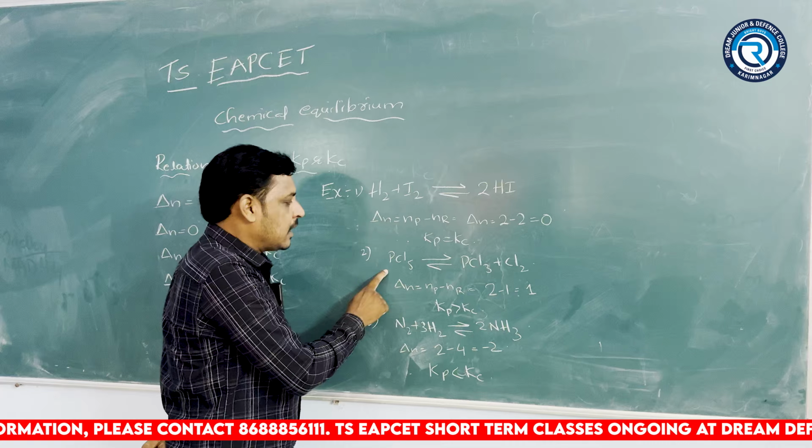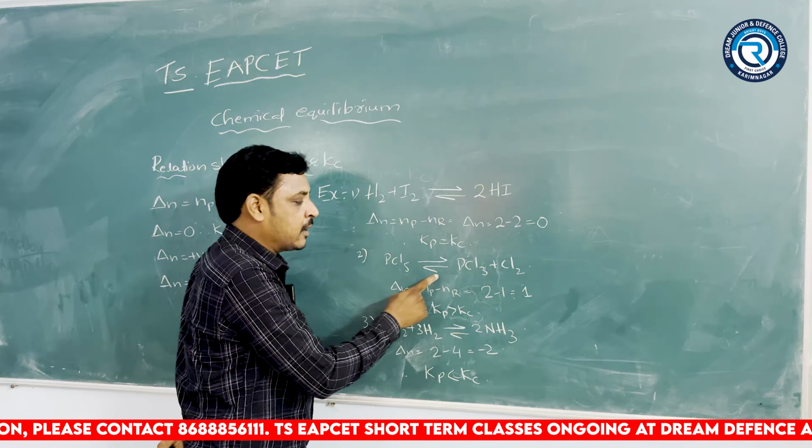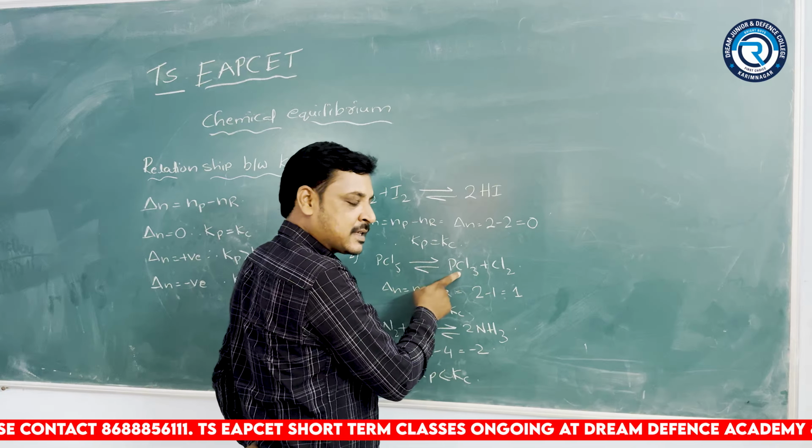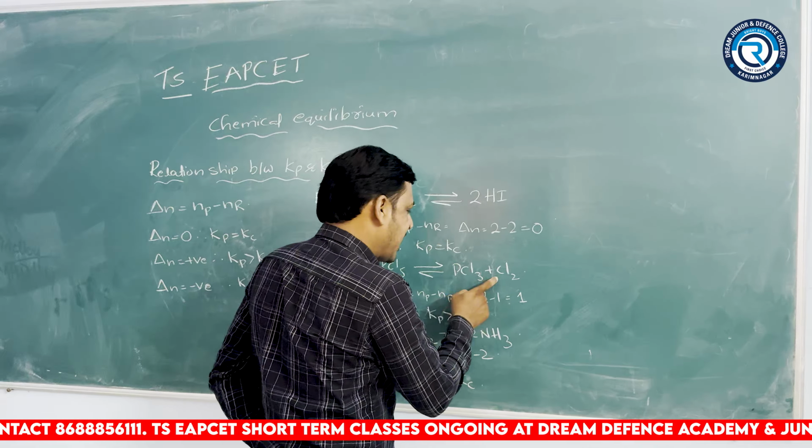Another example, phosphorus pentachloride gives phosphorus trichloride plus chlorine. Delta n is Np minus Nr. The number of moles of product is 2. The number of moles of reactant is only 1. 2 minus 1 is 1.